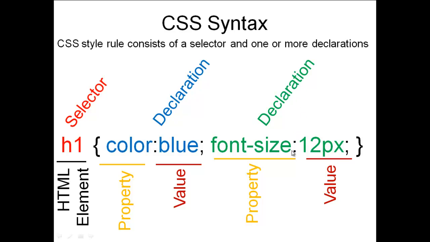All of our properties and values need to be separated by a colon, and our declarations need to be separated by a semicolon. And the last thing to know: after we declare the selector, we need an open curly bracket. We do our declarations and then a closed curly bracket. So this is one style rule.